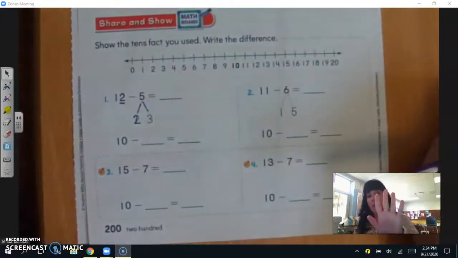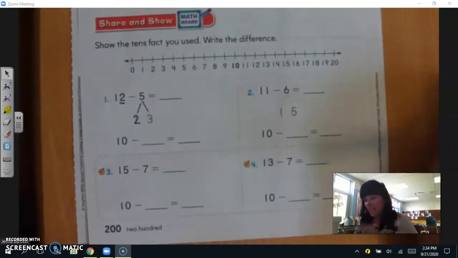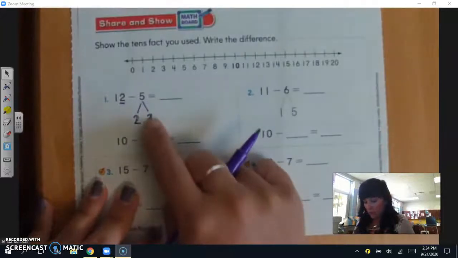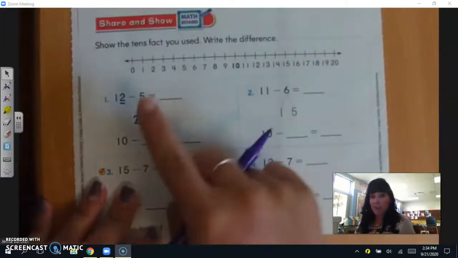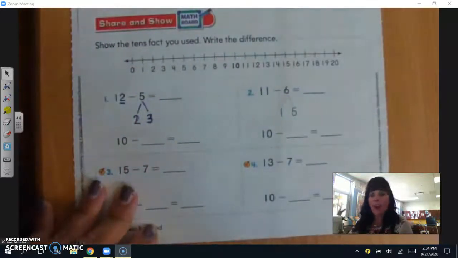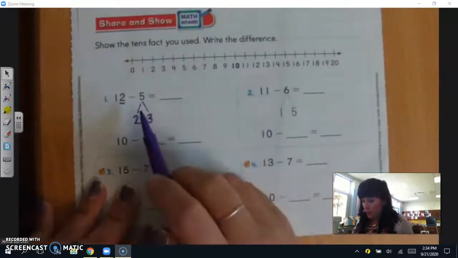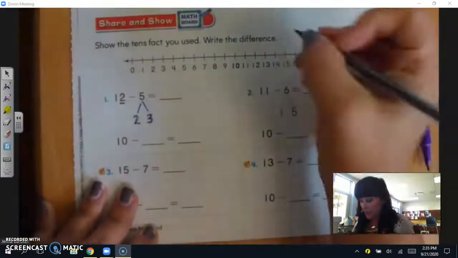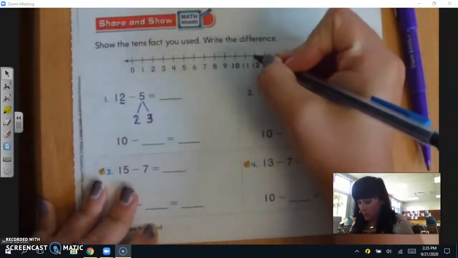So if I have 5 and I break it up into 2, I'm going to take 2 away from that 5. 1, 2, and then I have 3 left. So we broke 5 into 2 and 3. 2 plus 3 equals 5. So what I'm going to do is put a dot up at the 12. I'm going to use a pencil because I'm going to have to erase. You will too. But I'm going to put a dot at my 12.